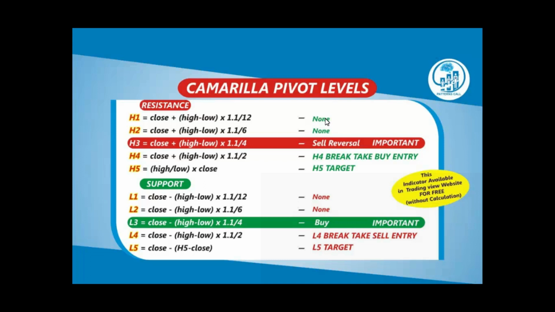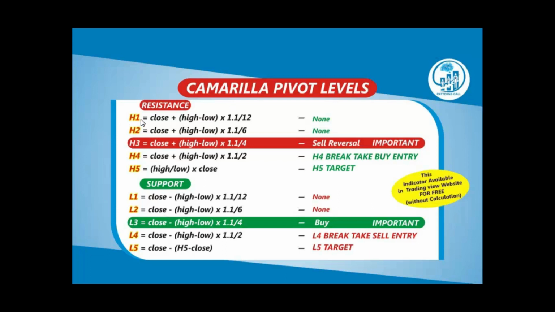Camarilla pivot levels formula: H1, H2, H3, H4, H5. These 5 are resistance levels for the Camarilla pivot. Then L1, L2, L3, L4, L5 are the support levels. So 5 and 5, that makes 10 support and resistance levels for the Camarilla pivot.